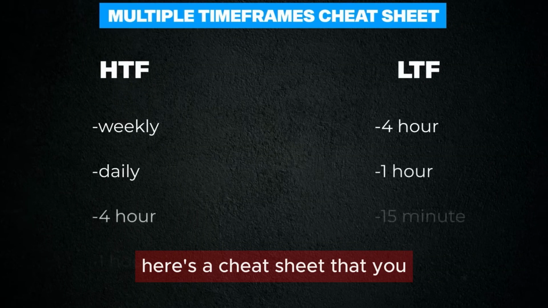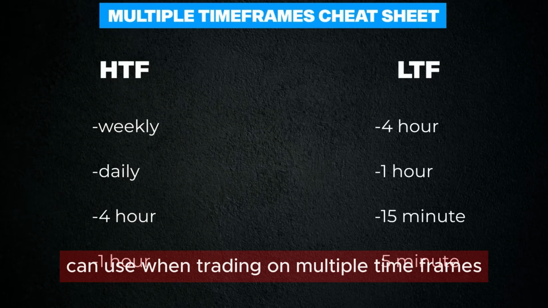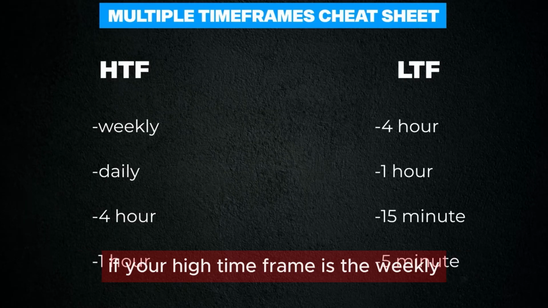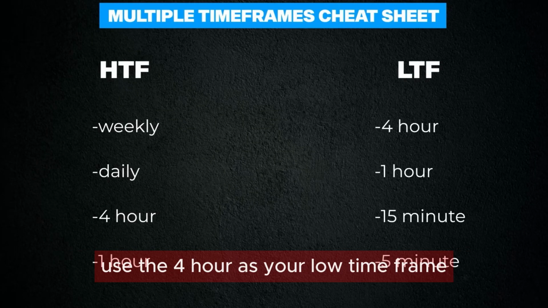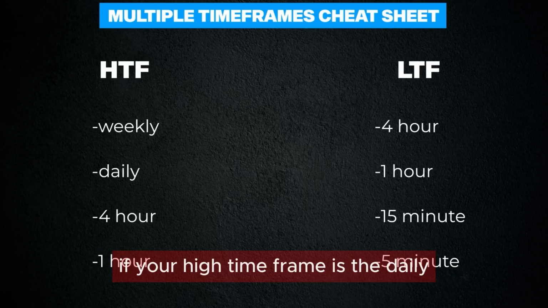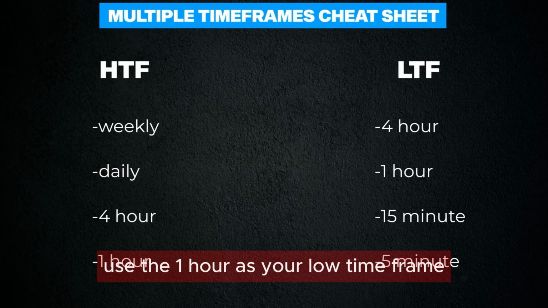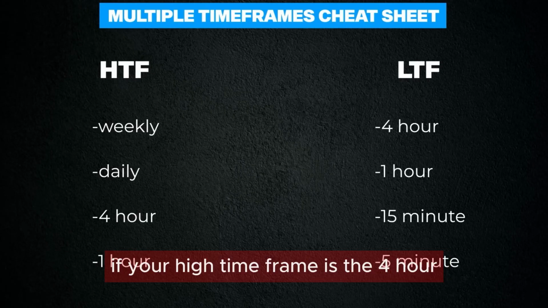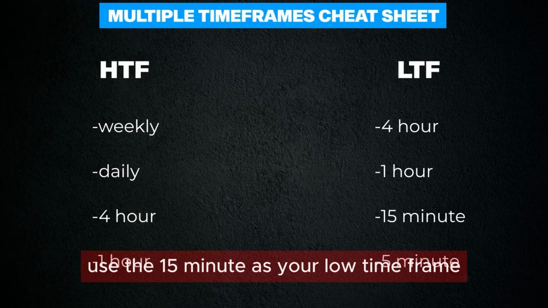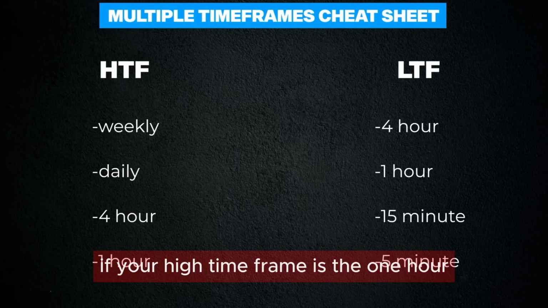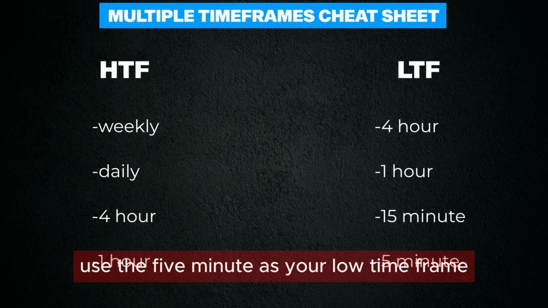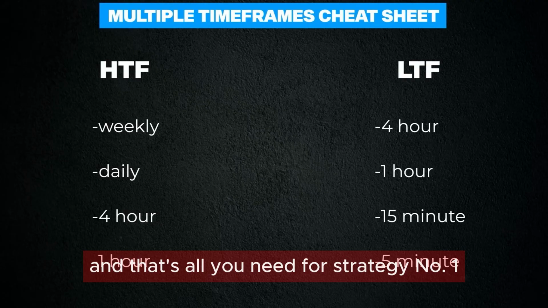Here's a cheat sheet that you can use when trading on multiple time frames. If your high time frame is the weekly, use the 4-hour as your low time frame. If your high time frame is the daily, use the 1-hour as your low time frame. If your high time frame is the 4-hour, use the 15-minute as your low time frame. If your high time frame is the 1-hour, use the 5-minute as your low time frame. And that's all you need for strategy number 1.